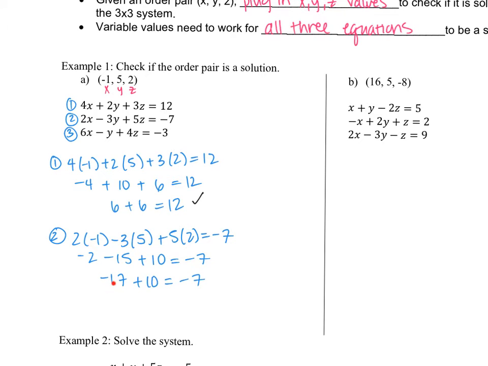Yeah, this would be true. Negative 17 plus 10 is negative 7. So this is definitely true as well. Let's see if our last one works out.